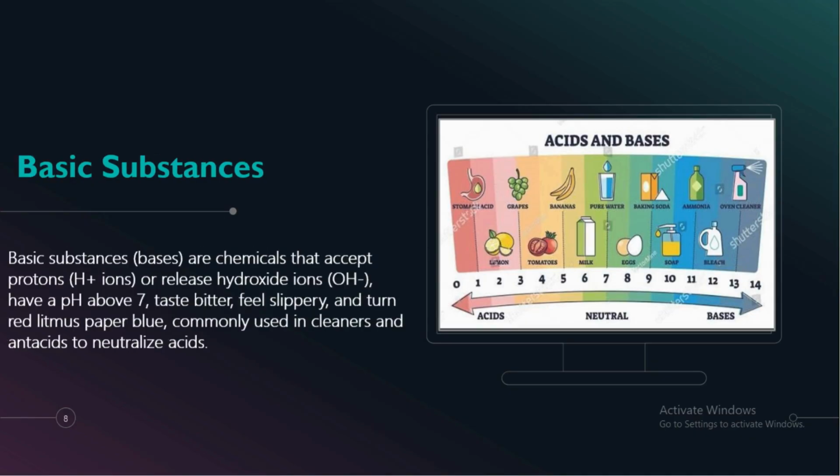Basic substances, which are the bases, are chemicals that accept protons, which are hydrogen ions, or release hydroxide ions. They have a pH above 7, taste bitter, feel slippery, and turn red litmus paper blue. They are commonly used in cleaners and antacids to neutralize acids.